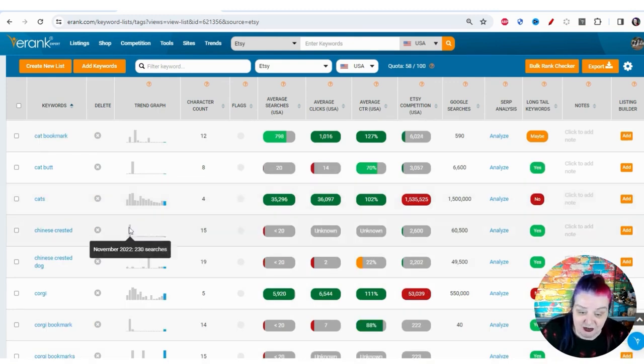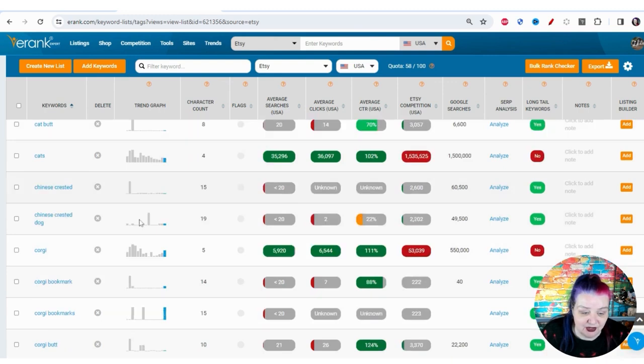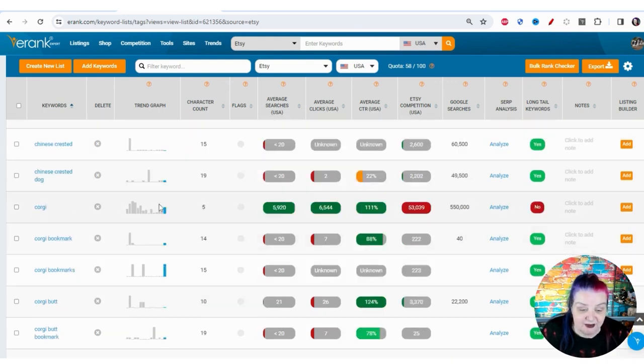Chinese crested used to be good for me, but it doesn't have a whole lot of searches. But it's something I can look at: what the most popular breeds of dogs are, or what the most catered to breeds of dog are. There we go. So yeah, we can even see that here.